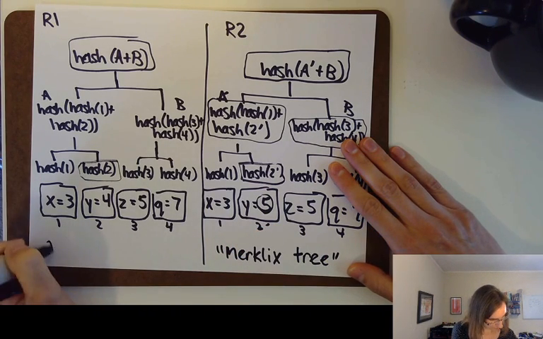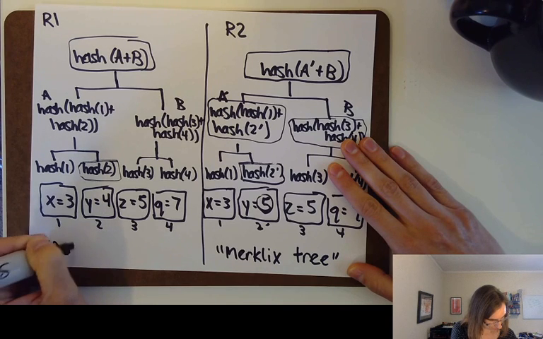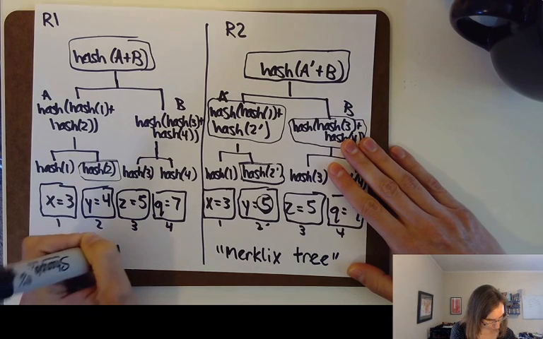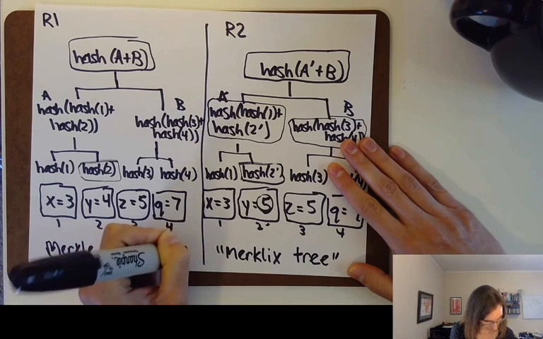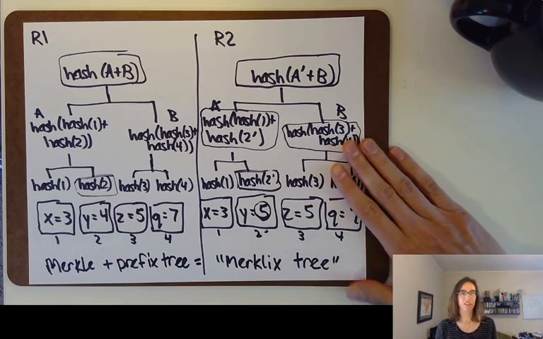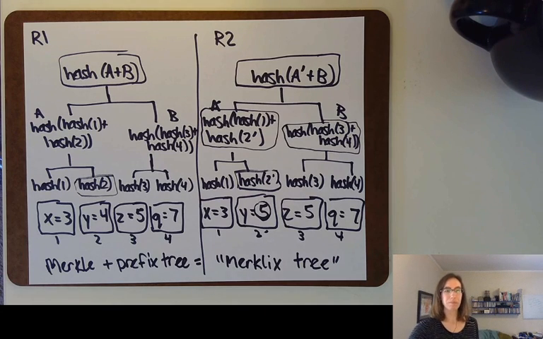Merkle plus prefix tree is known as a Merkelix tree. So this is a term you might have heard. Blockchain people talk about it a lot, but it's not just for blockchain stuff, despite what blockchain people might have you believe.